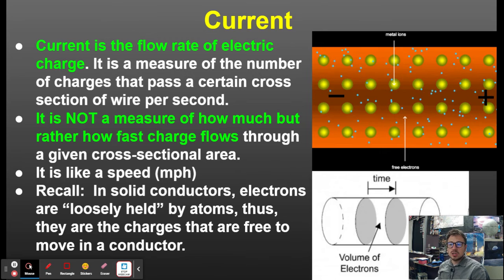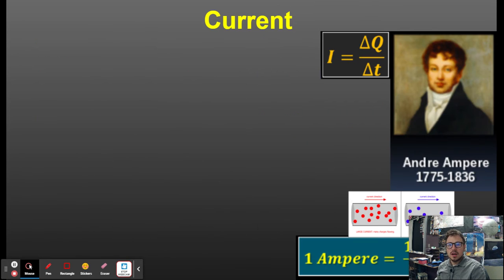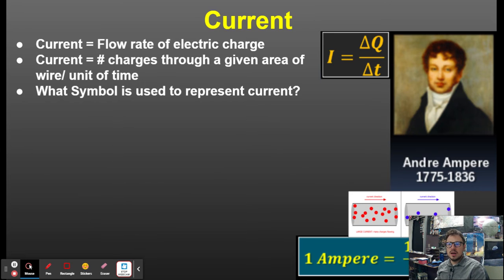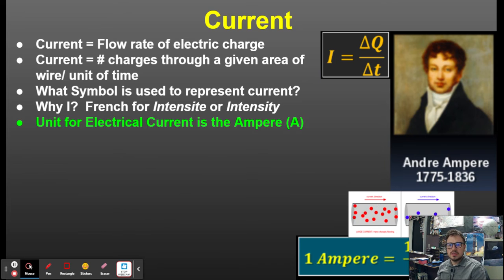So in solid conductors, electrons are loosely held by atoms. Thus, they are the charges that are free to move in a conductor, right? So let's just take a look. Current is the flow rate of electric charge, number of charges through a given area of wire, per unit of time. And we use the symbol I. You can see that equation off to the right. I equals the difference in charge divided by the time interval, right? And it's French for intensity.